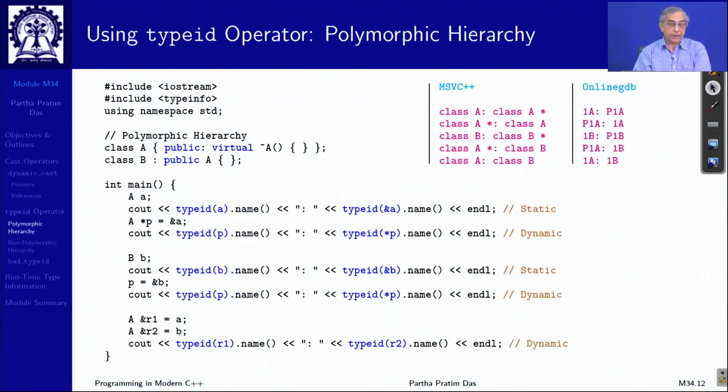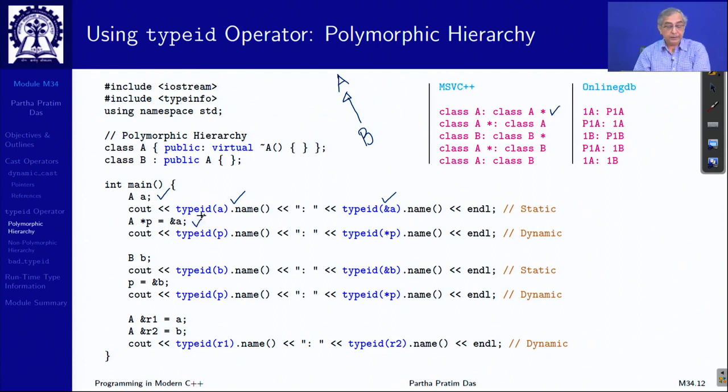So, first let us try to look at how to use the typeid operator on a polymorphic hierarchy. Very simple, I have A and B specialized from that. A has a virtual destructor. So, all objects of A and B are polymorphic. I create an A object, I ask what is the type of A and the pointer to A, and these are the names that I get. It is class A and it is class A star.